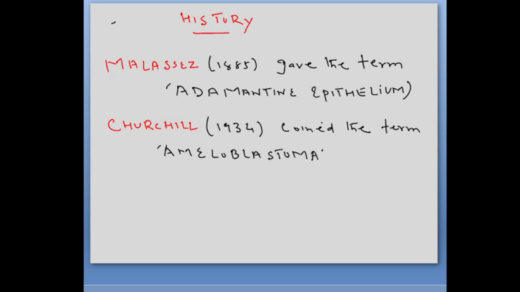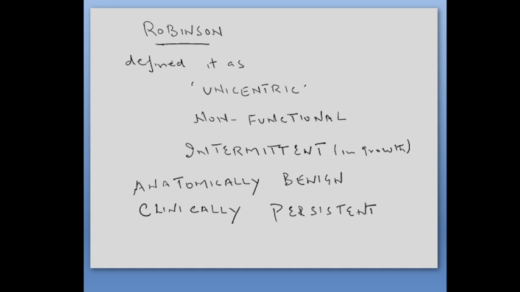Coming to history of ameloblastoma. Melasses in 1885 gave the term adamantinoma. In 1934, Churchill coined the term ameloblastoma. Robinson termed the tumor as unicentric, non-functional, intermittent in growth, anatomically benign, and clinically persistent.